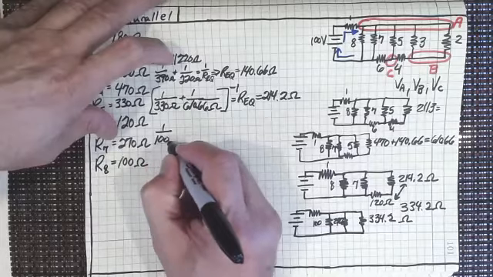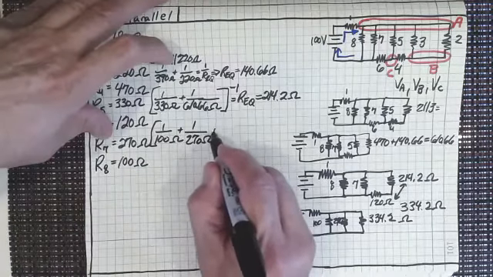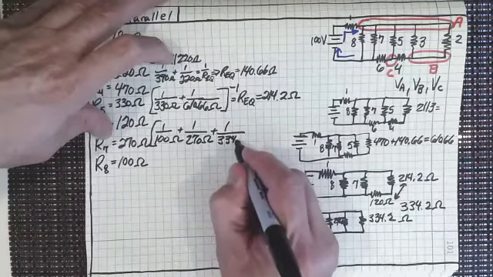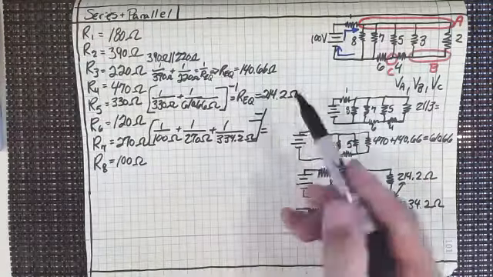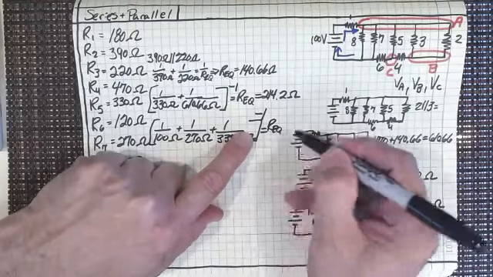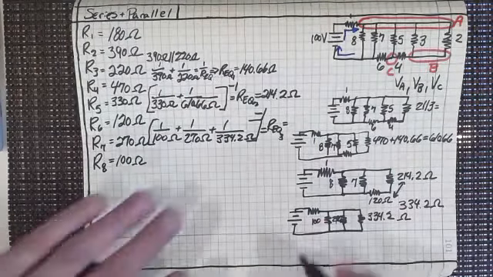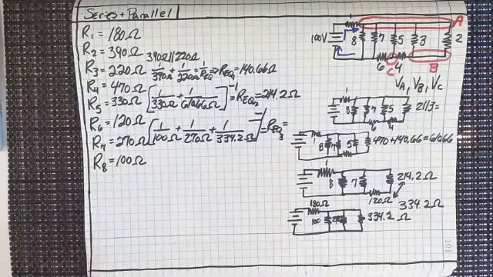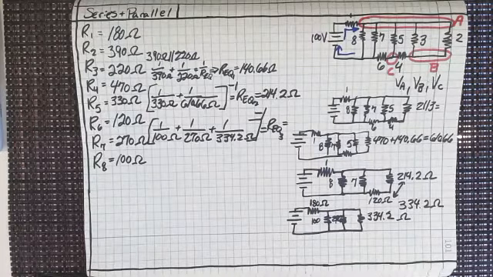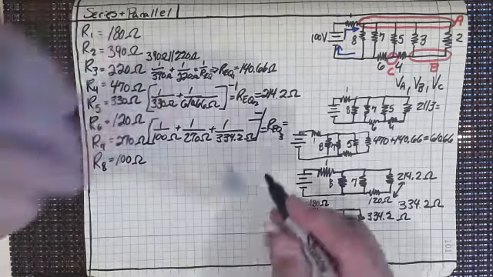So 1 over 100 ohms plus 1 over 270 ohms plus 1 over 334.2 ohms, and all taken to the minus 1, right? Because I'm reciprocating it so that I can get R equivalent. And I should call these like R equivalent 1, 2, 3, all right? And of course that's all going to be in series with number 1, which is 180 ohms, right? So 100 reciprocated plus 270 reciprocated plus 334.2 reciprocated equals, and then that answer reciprocated gives us 59.9.